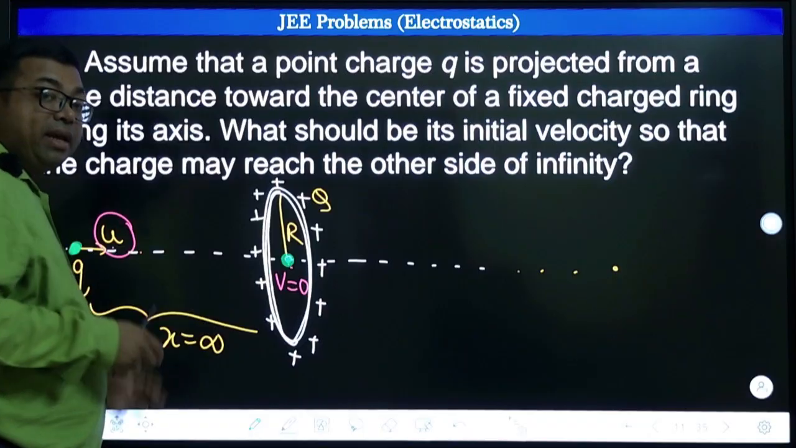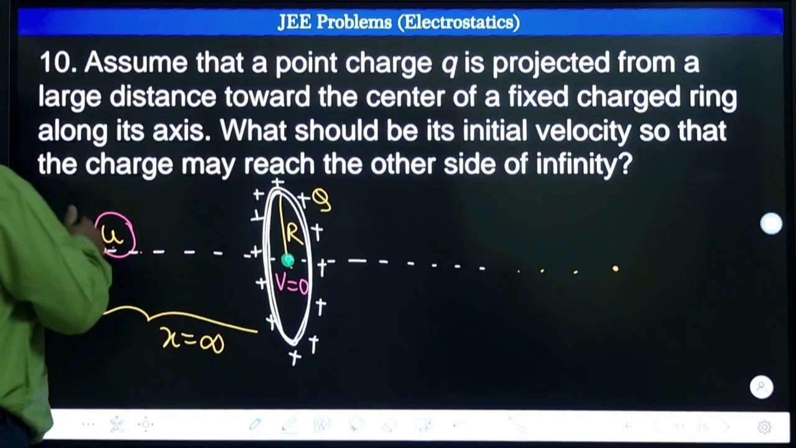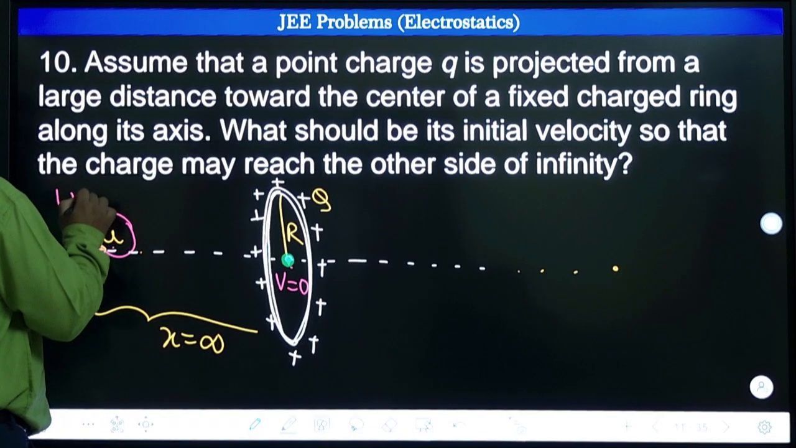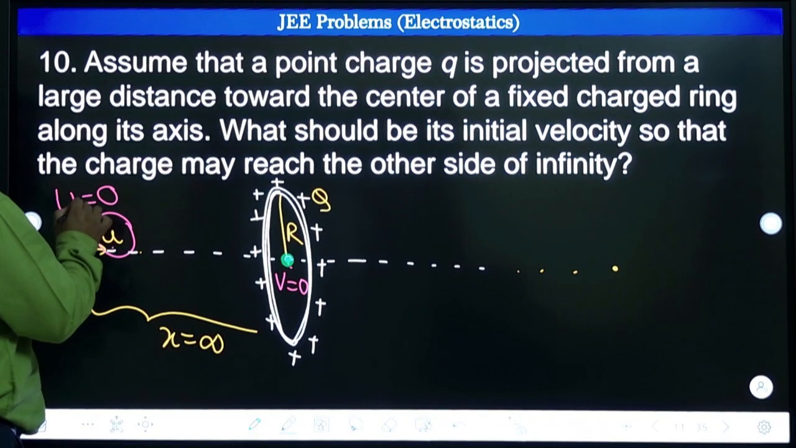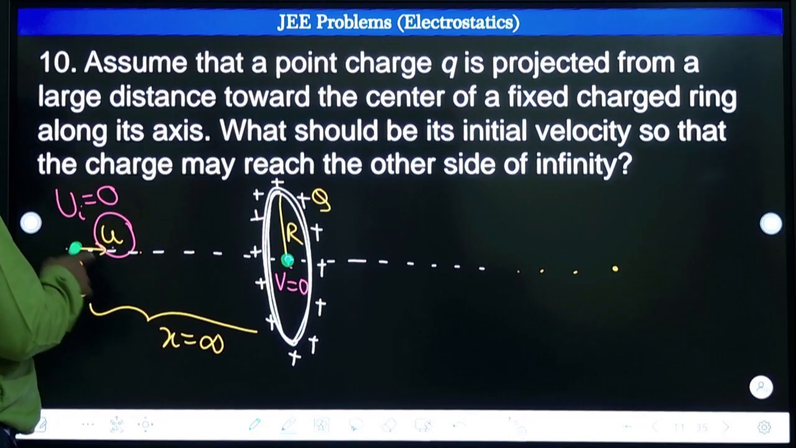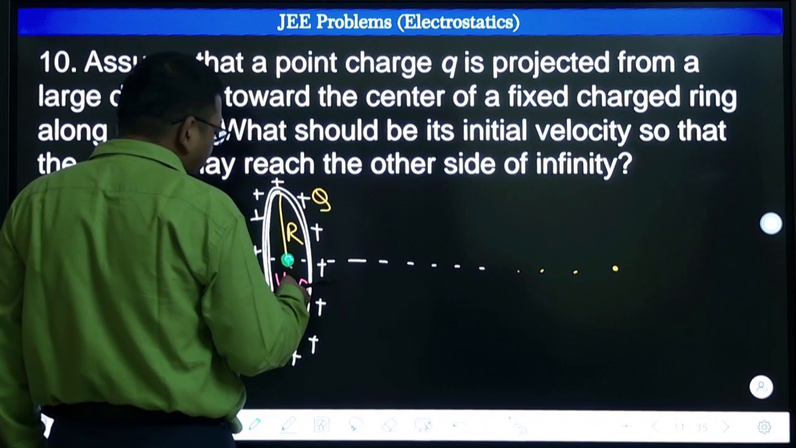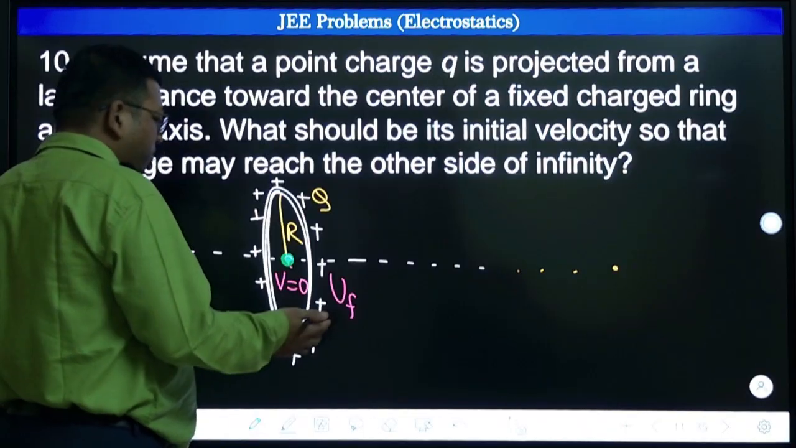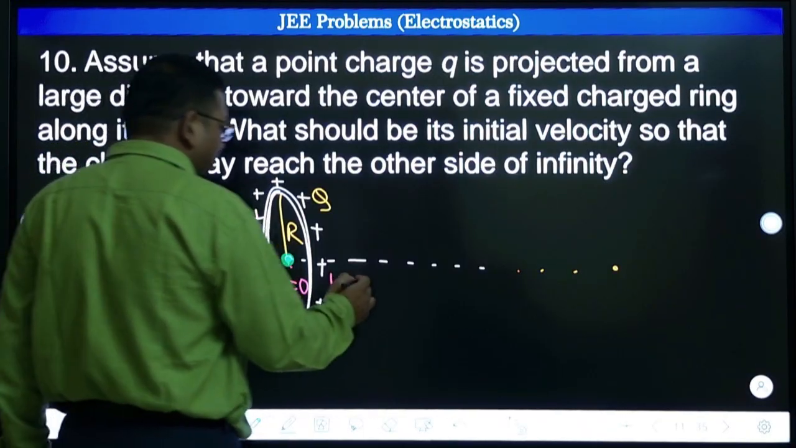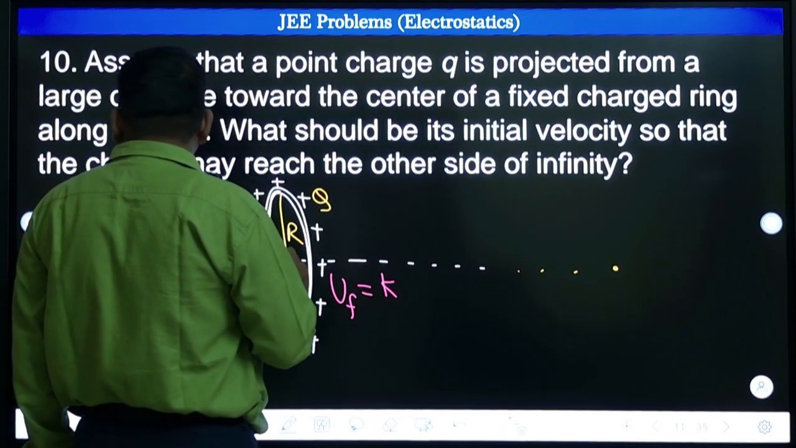Now you can apply energy conservation. When it was at infinite distance, note that the electrostatic potential energy initially was 0, but it has kinetic energy. When it comes here, kinetic energy is 0, but it has final potential energy. So we know the potential energy here. What is the potential energy here? K, this charge is a small charge.